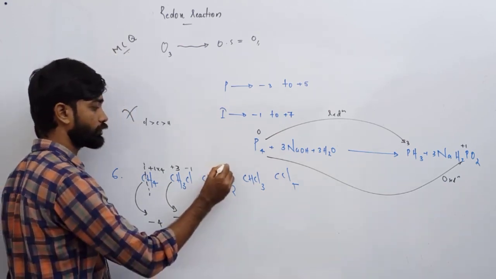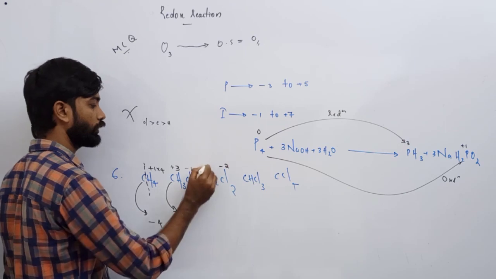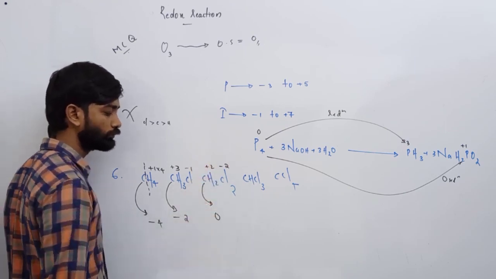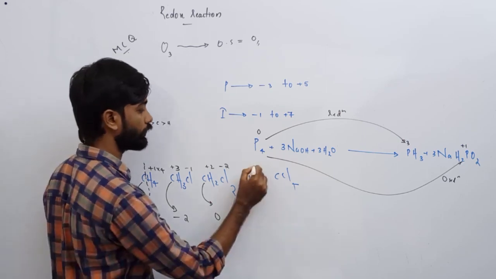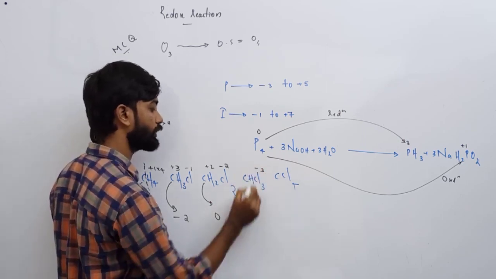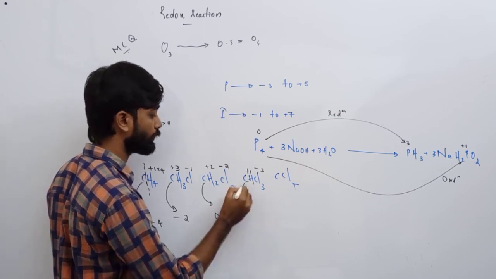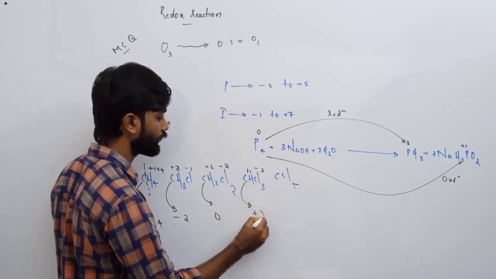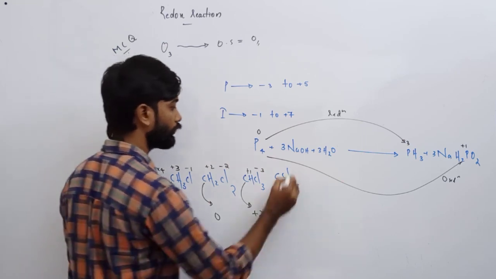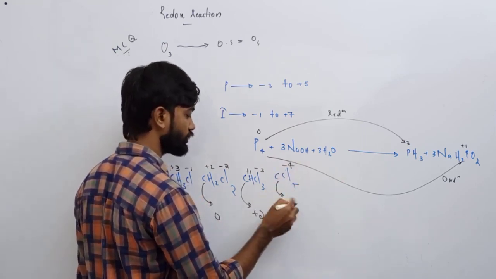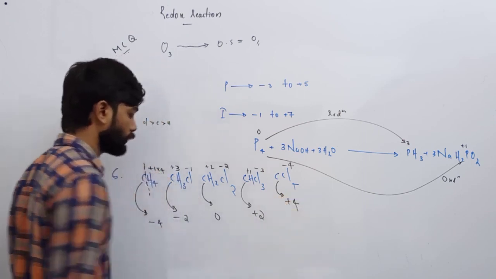What about here? It is minus 2. Here it is plus 2. So carbon has a charge of 0. What about here? Here 3 chlorines give minus 3 and a hydrogen plus 1. So the net charge is minus 2. So carbon has to balance it by offering plus 2. Here 4 chlorines give minus 4 and a single carbon is able to balance it. So it should offer plus 4.